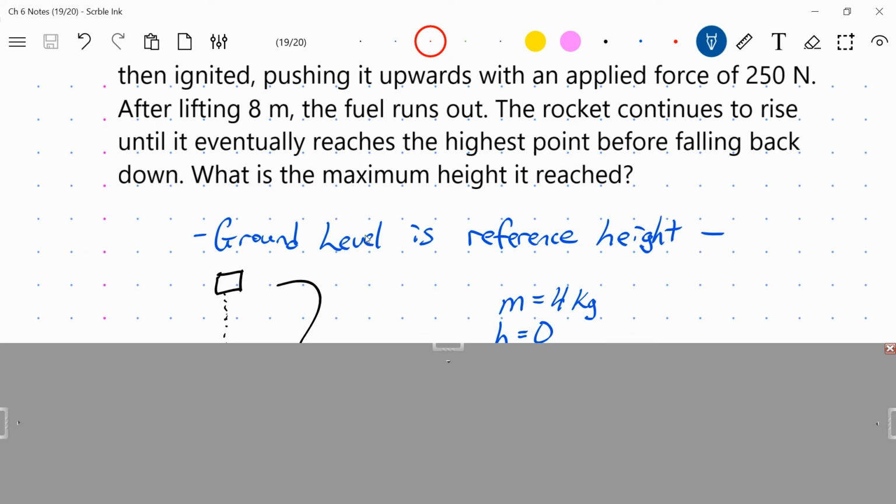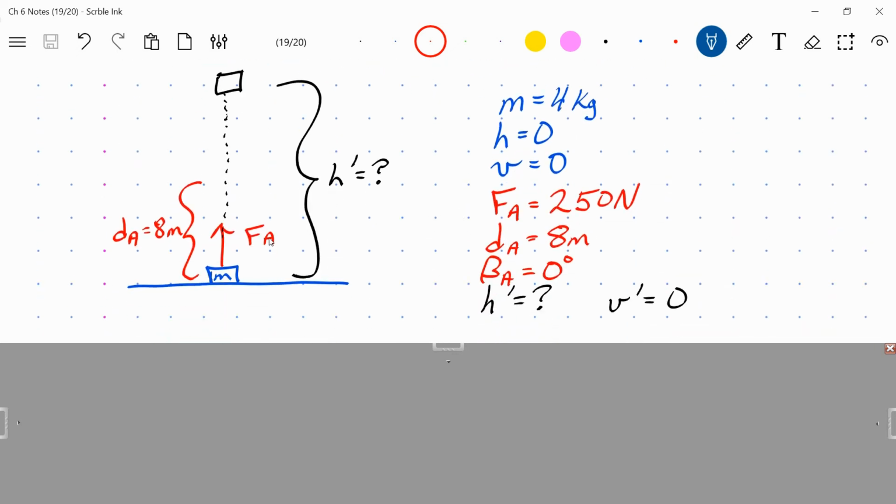Okay, so first of all, I'm going to use the ground level as that reference height. I'm going to measure height from the ground, which is a pretty intuitive thing to do here, I think. Here's a little visualization. The rocket starts on the ground. It's not moving. Then there's this applied force of the rocket that pushes, but only for 8 meters, after which the applied force disappears.